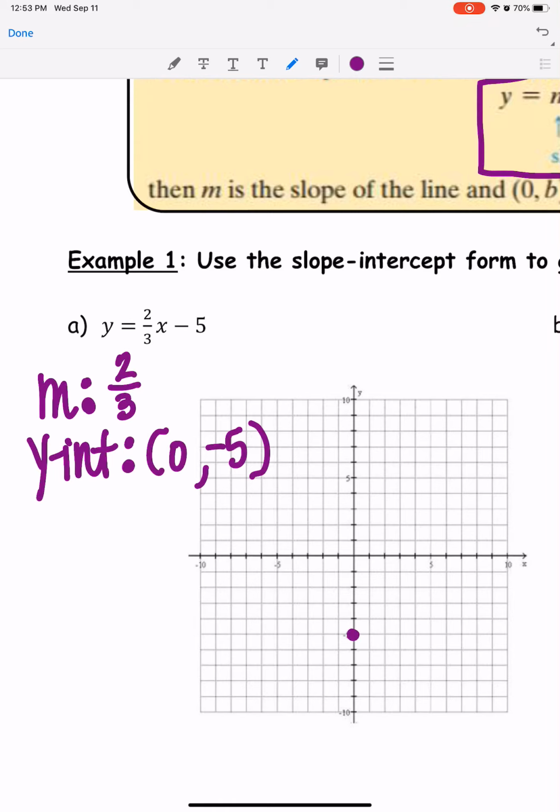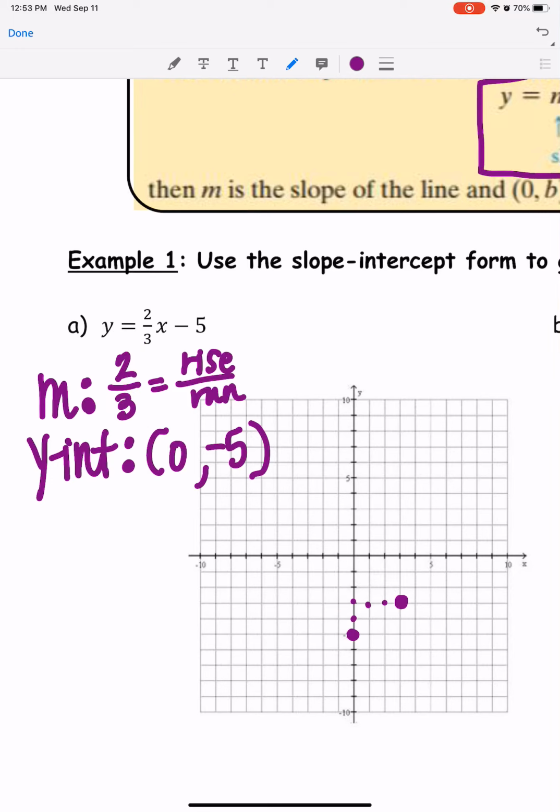And then use your slope. Your slope is 2 over 3. So that is your rise over your run. So from this point, we're going up 1, 2, 3. And then running 1, nope, sorry, your rise is only 2. So I'm going up 1, 2, running 1, 2, 3. That's your next point. So notice I went up 2 because this is a positive 2, and then I went to the right 3 because this is a positive 3.